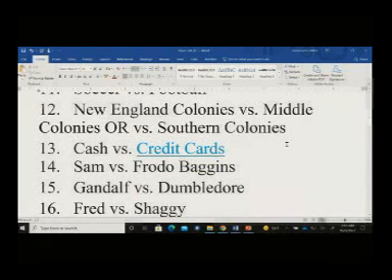What are the advantages? You could think of the advantages. You have cash and credit cards. I'm thinking credit cards, debt. Yeah, I have my share of credit card debt.